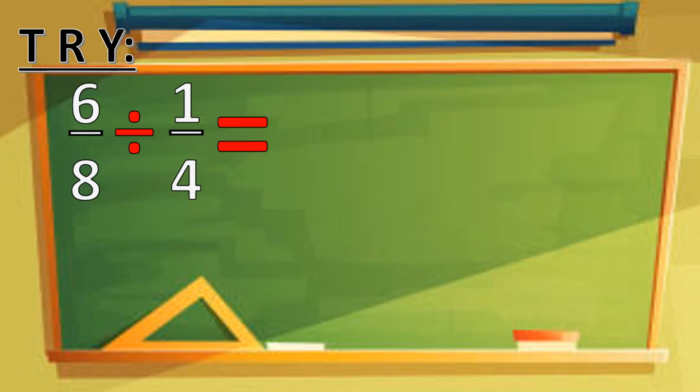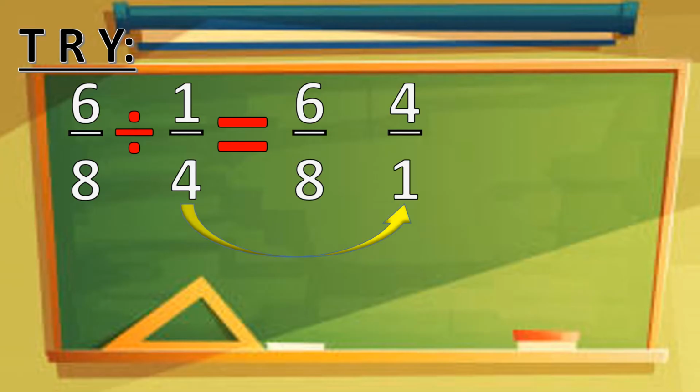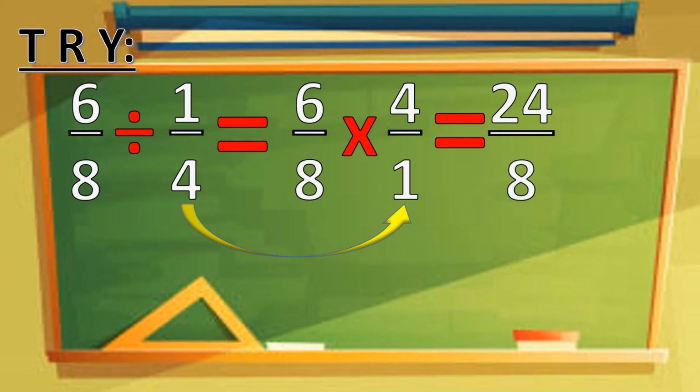6/8 divided by 1/4. This will become 6/8. And then we get the reciprocal of 1/4, and that's 4 over 1. And then instead of division, we proceed with multiplication. So 6 times 4 is equal to 24. And 8 times 1 is equal to 8. Simplify this, we have 3.